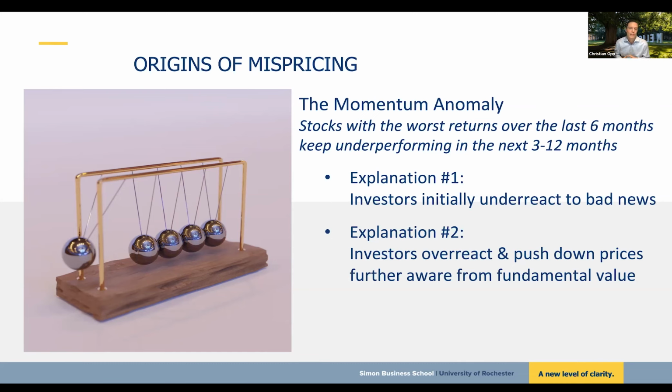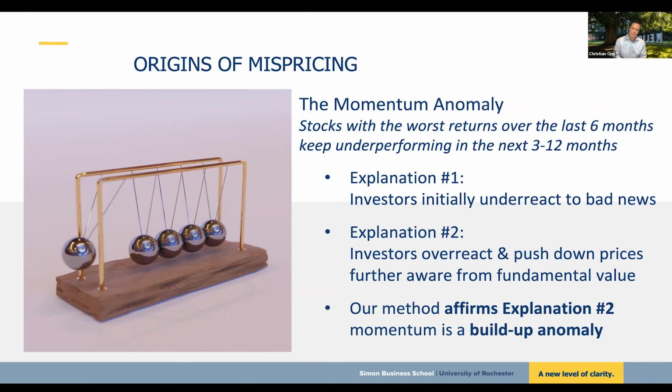Now, with our method, we can identify the difference between these two. In particular, what we find is that momentum is a buildup anomaly, and since it is a buildup anomaly, it means that there is already underpricing of these poorly performing stocks, and then it gets even exacerbated thereafter. That's the idea of a buildup anomaly, and that is consistent with explanation 1. So we provide some guidance as to what's going on, why these anomalies occur.